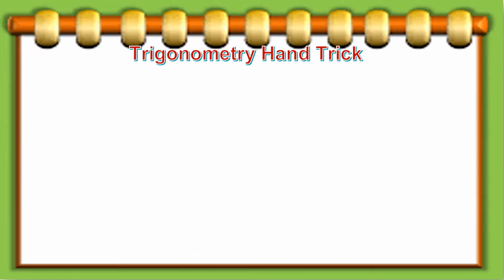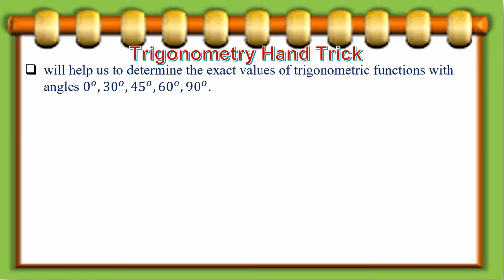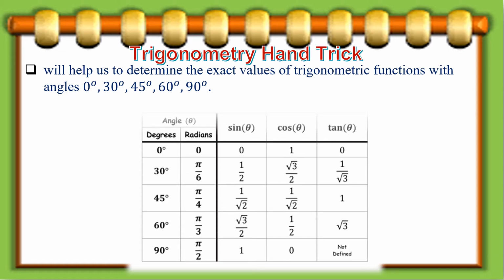So the trigonometry hand trick will help us determine the exact values of trigonometric functions with angles 0 degrees, 30, 45, 60, and 90 degrees. So instead of using a table of values or a calculator, we can just use our hand.